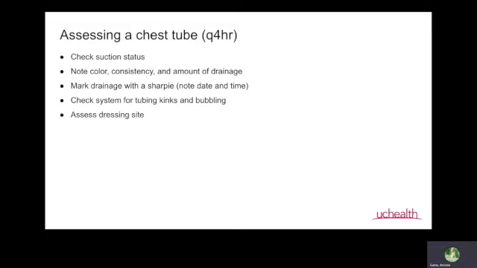Check the system for tubing kinks and bubbling. Check the chamber, have the patient cough. Bubbling may indicate an air leak. Use the tip and tilt method. Don't strip the chest tube. Assess the dressing site. Any crepitus would indicate a subcutaneous emphysema. Assess for any drainage as well.